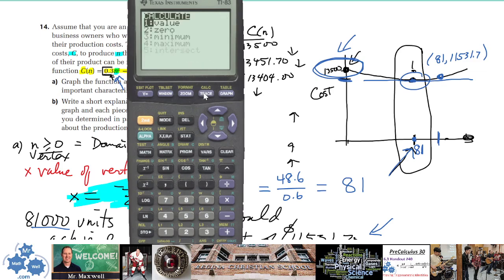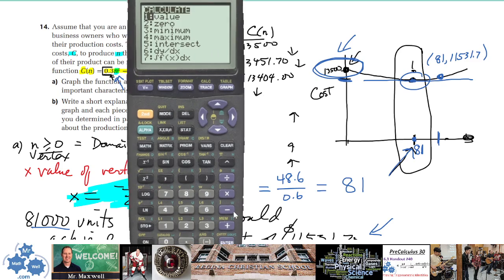Just hit second function, calculate again, and then just hit enter for 0. It'll ask you for a value, and you simply put x equals 0, enter, and it will show you the y-intercept right here. See? 13,500. Once more, second function, calculate, just enter a value. Say it's 0, and then boom.